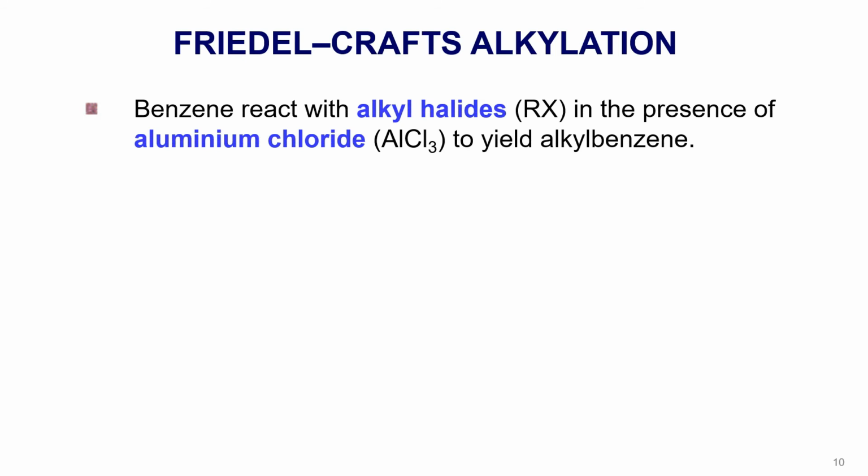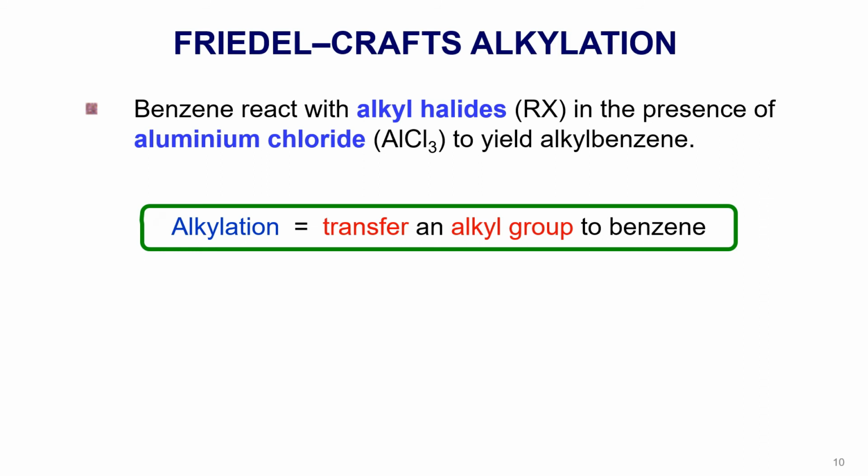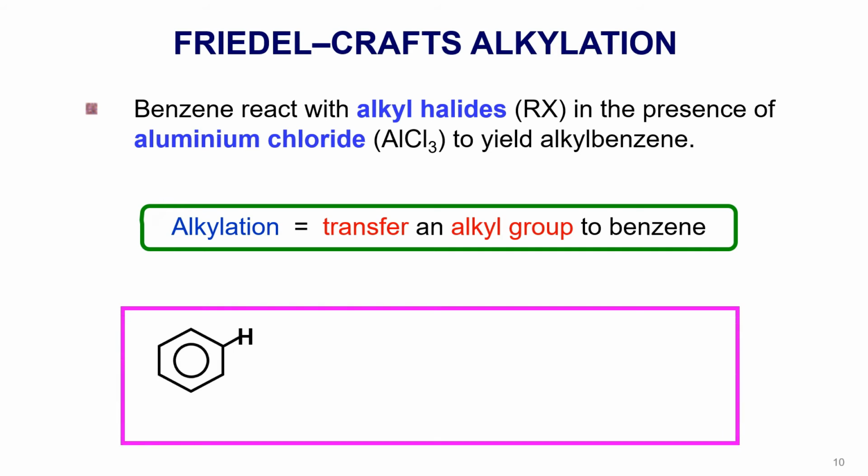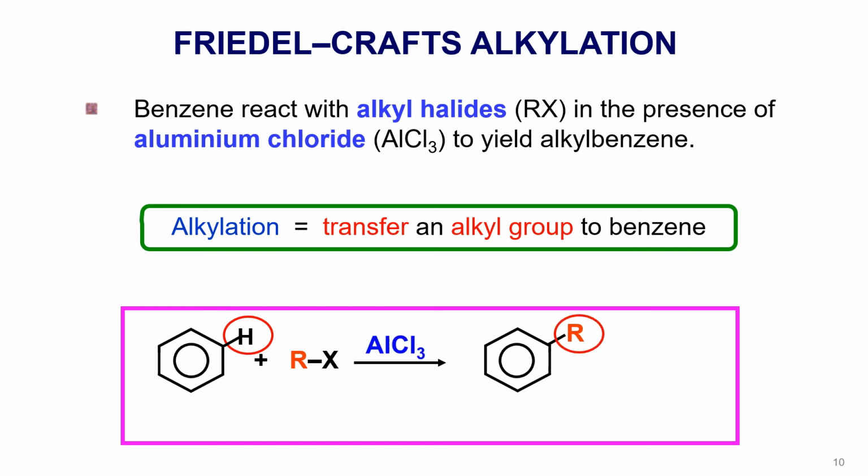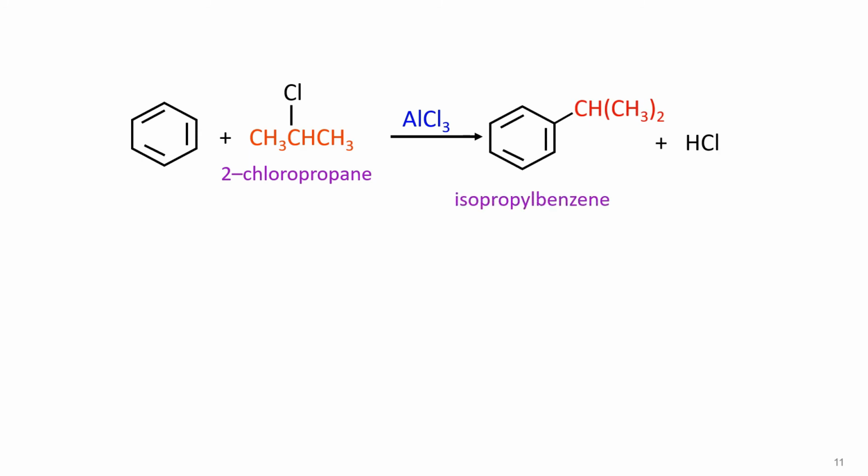Friedel-Crafts alkylation. Benzene reacts with alkyl halides in the presence of aluminium chloride, AlCl3, to yield alkylbenzene. Alkylation is a process that transfers an alkyl group to benzene. Here's the general equation for the reaction. An alkylium ion adds to the benzene ring in place of this proton to form alkylbenzene and the side product HX. First example, the reaction of benzene with 2-chloropropane in the presence of the Lewis acid AlCl3 produced isopropylbenzene and the side product HCl.